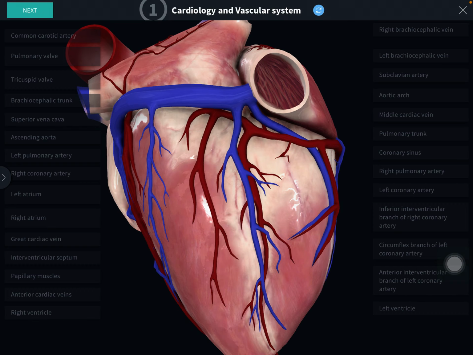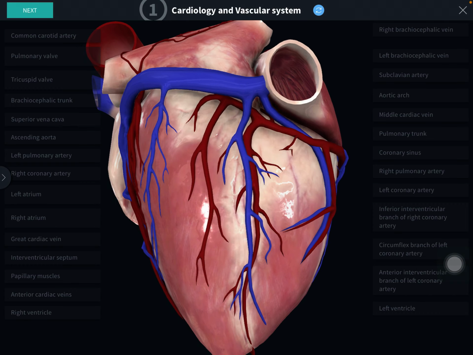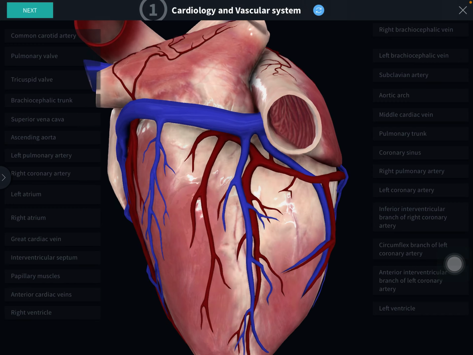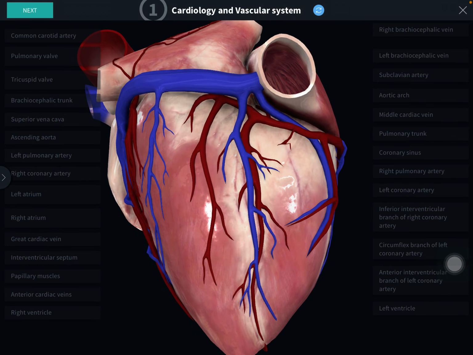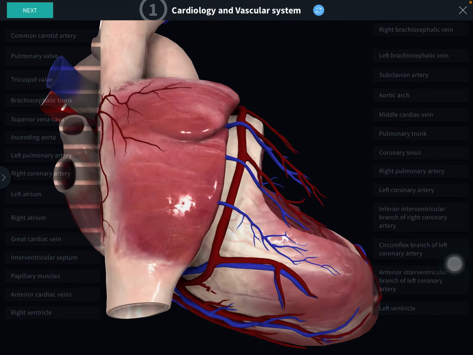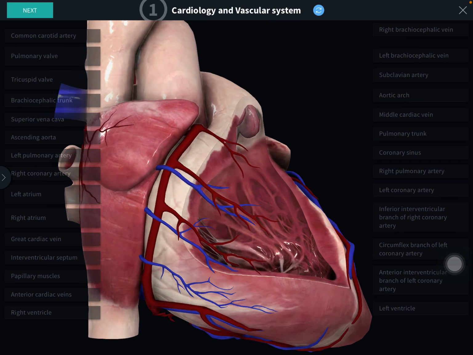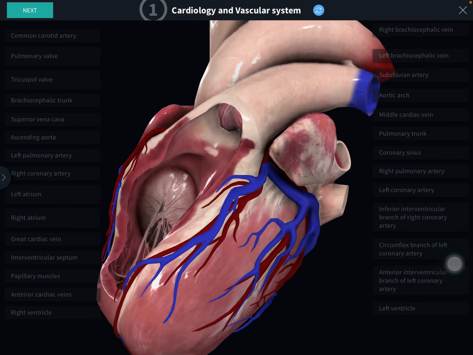The following structures lie in this groove: the posterior interventricular branch of the right coronary artery, the middle cardiac vein, and also the anastomosis of interventricular branches of both coronary arteries. So we have finished the diaphragmatic surface also. Now we will see the left surface.